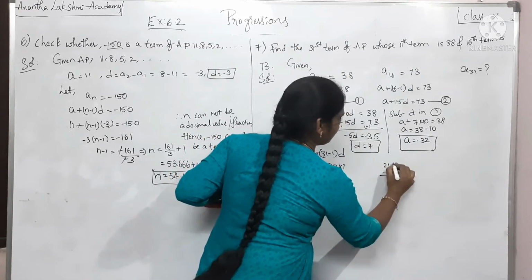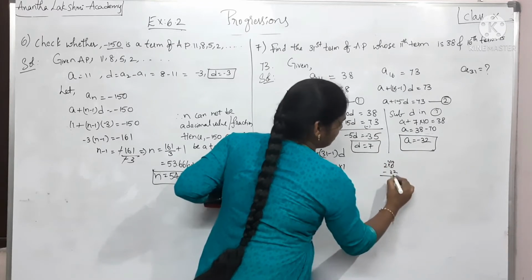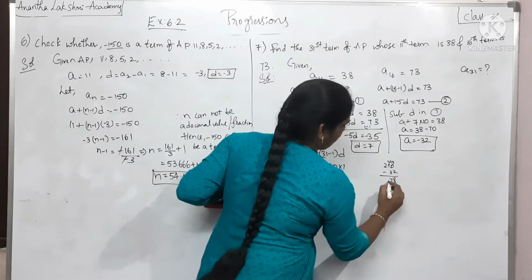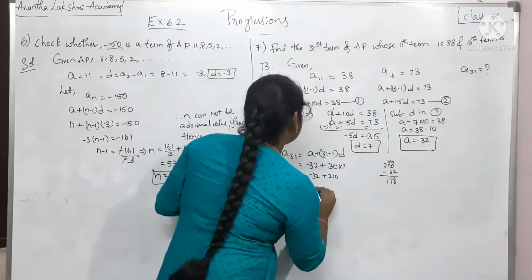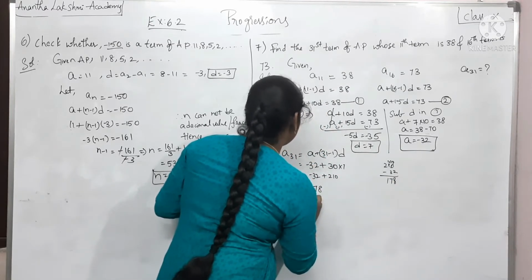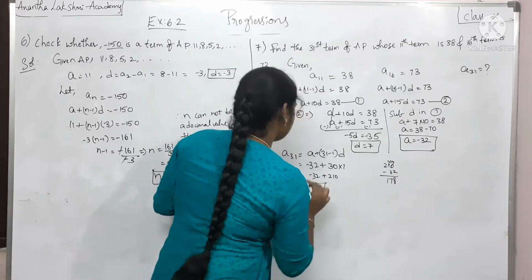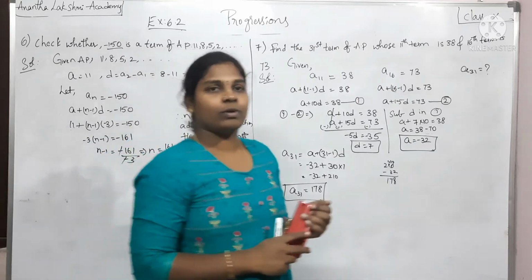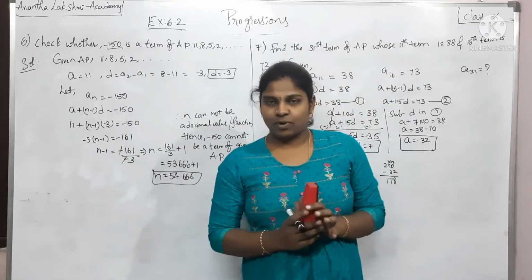Minus 32 plus 210. Now we do the subtraction. 10 minus 2 is 8. 10 minus 3 is 7. And this is going to be 178. So A31 is going to be 178. Alright, that is about problem number 7. Let's look at the next problem.